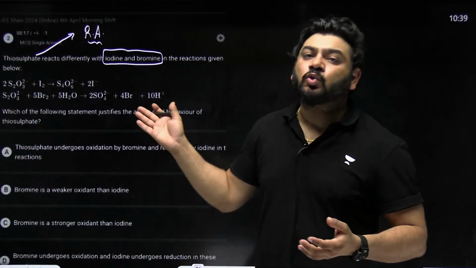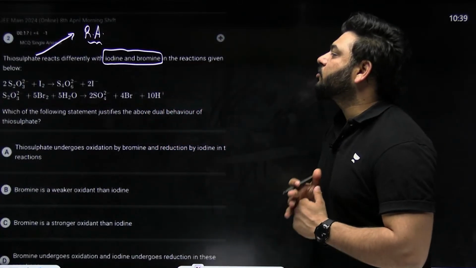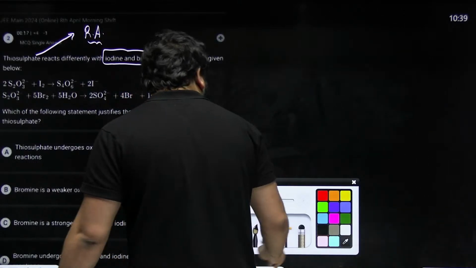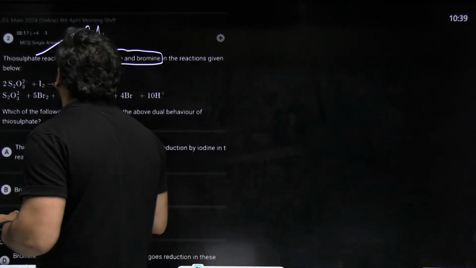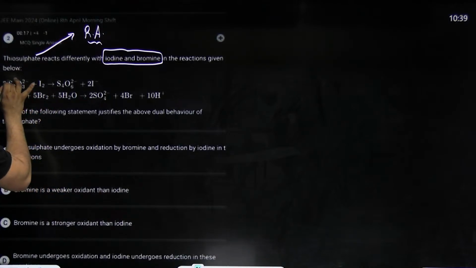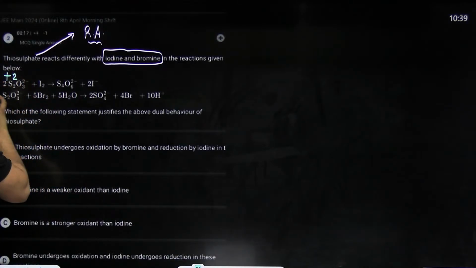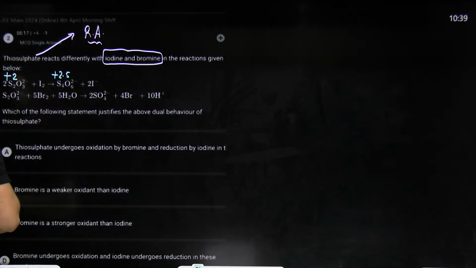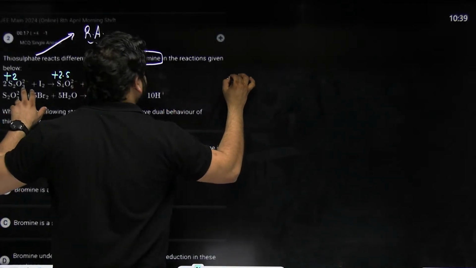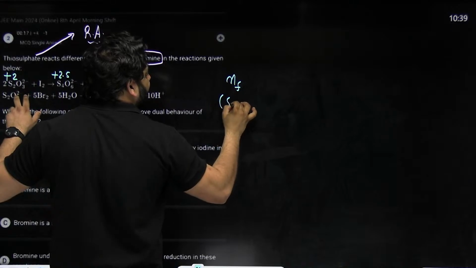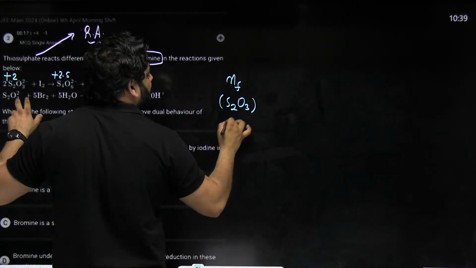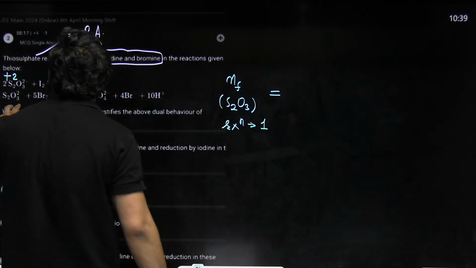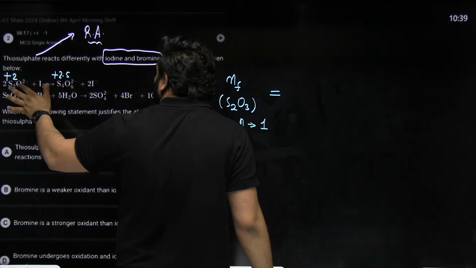It will be oxidizing sodium thiosulfate, Na2S2O3 to Na2S4O6, and similarly with Na2SO4 also. So something that comes to my mind is, let us see if iodine is working over here. This is having a positive 2 oxidation state, this is having a positive 2.5 oxidation state. So let's say the N factor, if we talk about the N factor of S2O3 2- in reaction number 1, is how much? Reaction number 1. This is, I guess, 2 times 0.5.